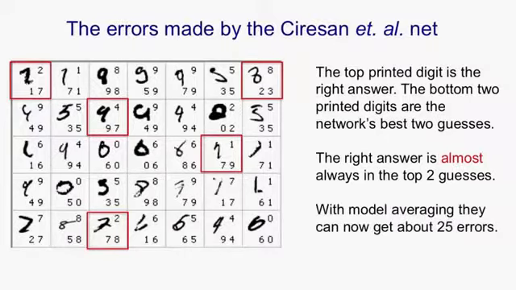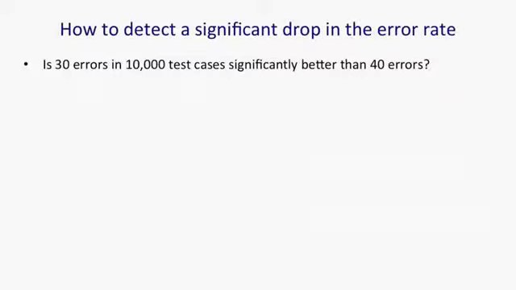With some more work, by building several different models like this and then using a consensus to decide what the digit was, they managed to get down to about 25 errors. And that must be around about the human error rate. One question this work raises is how do you tell if a model that makes 30 errors is really better than a model that makes 40 errors? Is that significantly different?